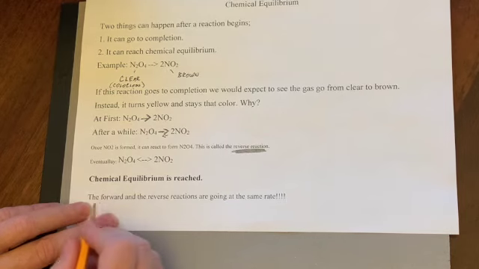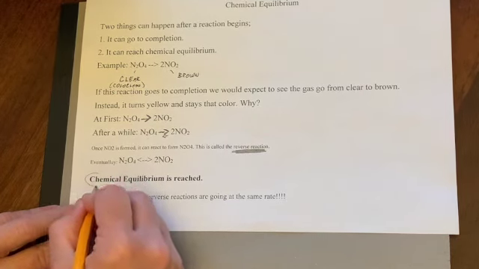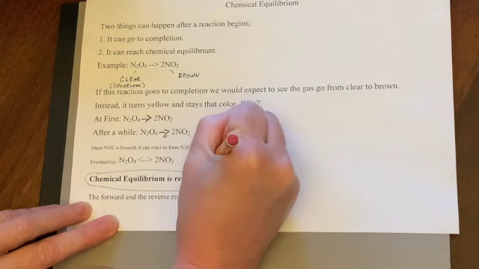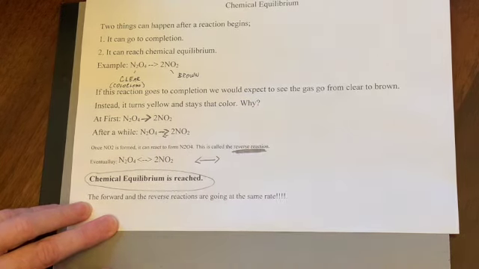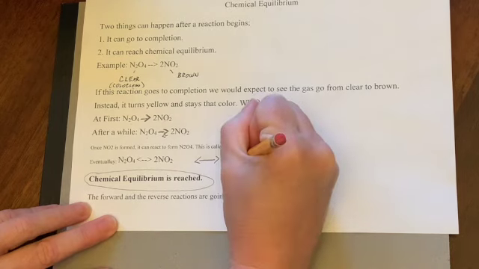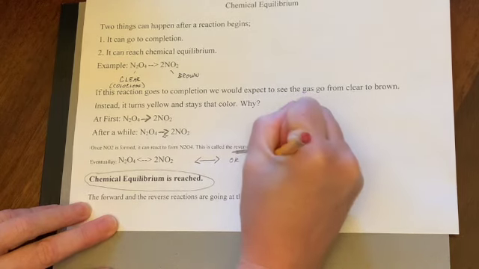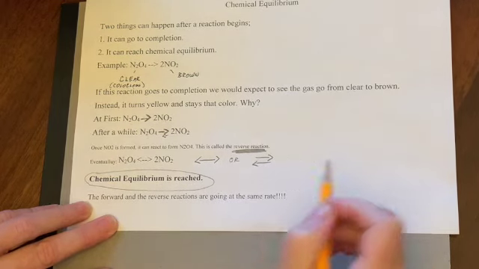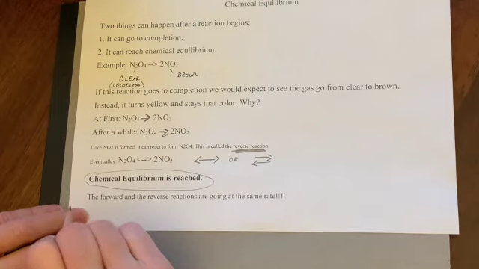Eventually, you end up reaching chemical equilibrium. And we show that in one of two ways. We either have an arrow drawn like that, or you may see two arrows of equal size going back and forth, showing the forward and the reverse reaction are at equilibrium.